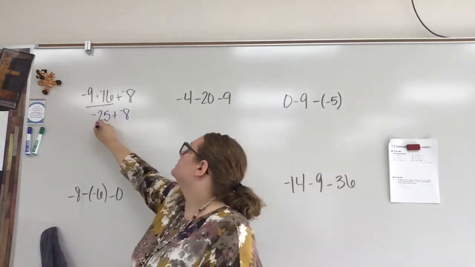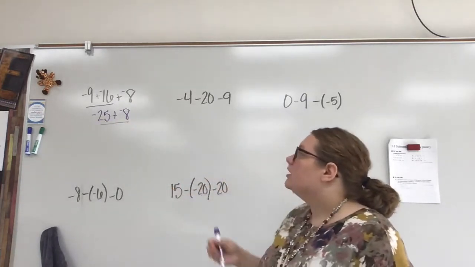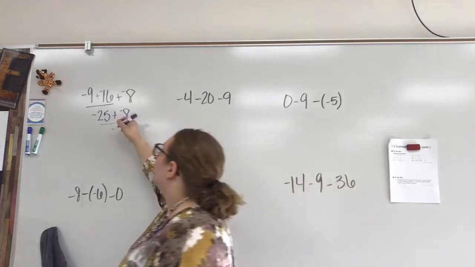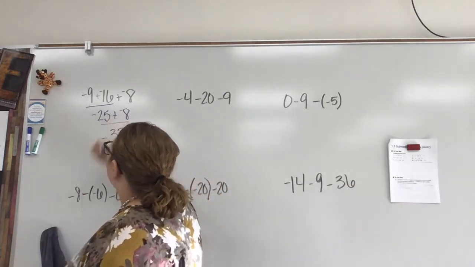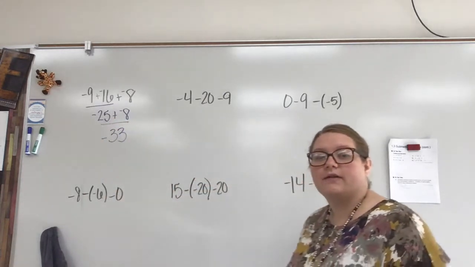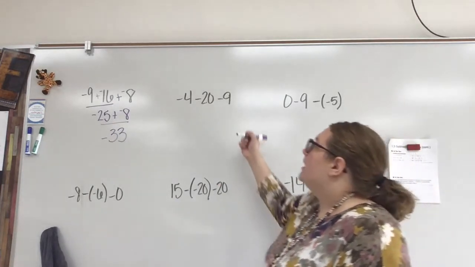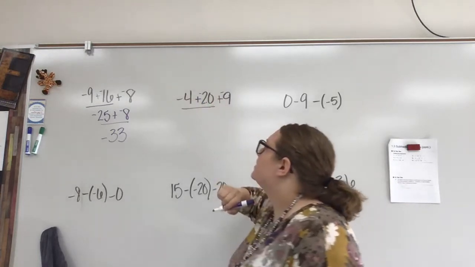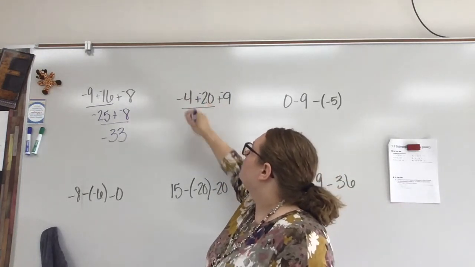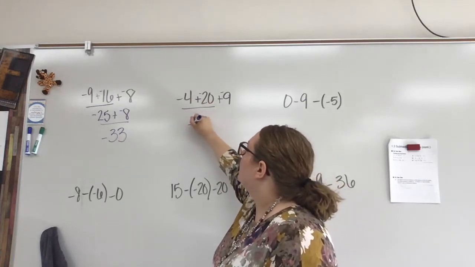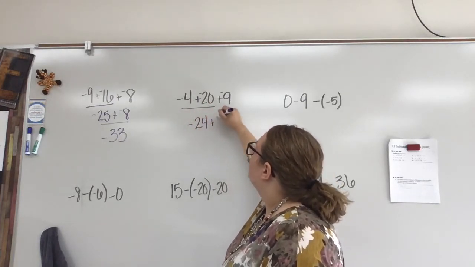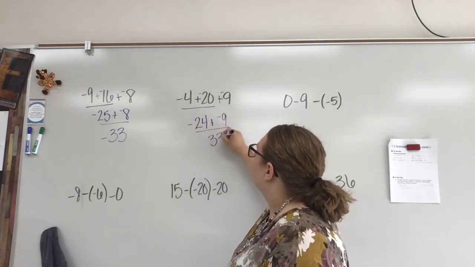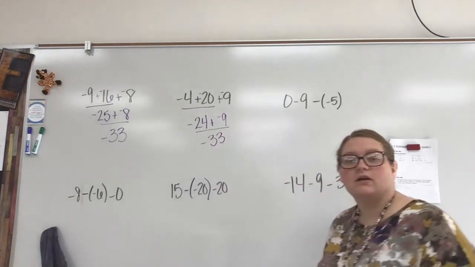And then I would rewrite the ending of my problem. Again, we can then simplify or try to solve some more. Here again, same signs, we're going to add them and keep the sign. 25 and 8 is 33. So our answer would be -33 for number 7. Again, with number 8, go through and change the signs first and then start to simplify. So -4 plus -20 would be -24. Plus -9. 24 and 9 makes 33. Keep the sign since they're the same.